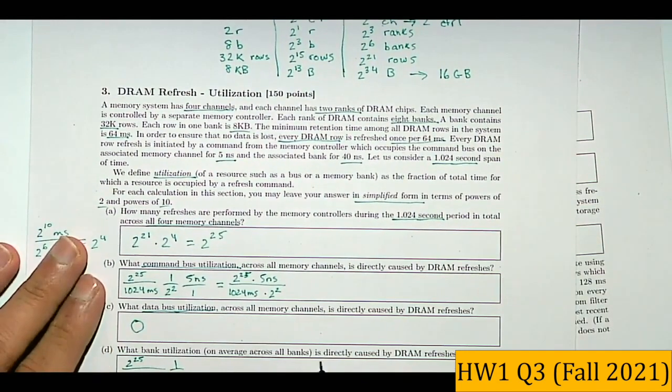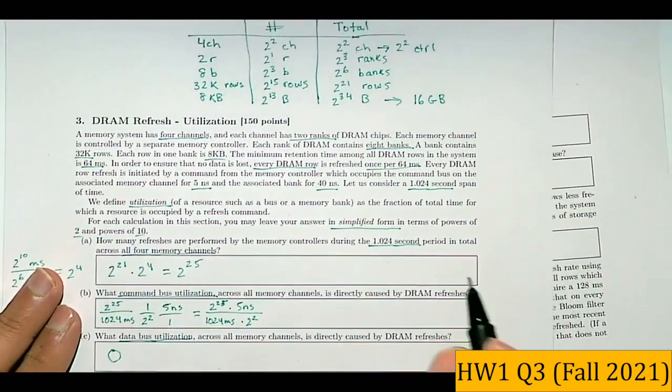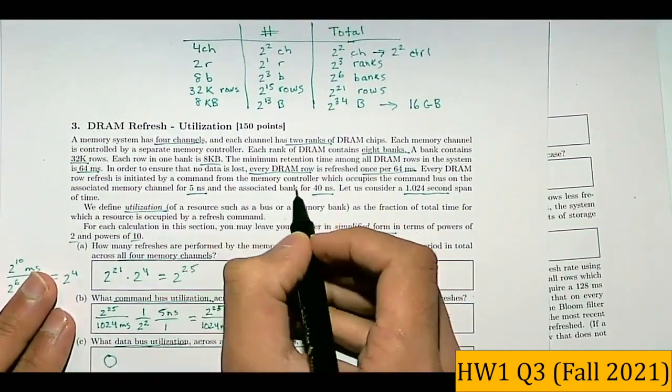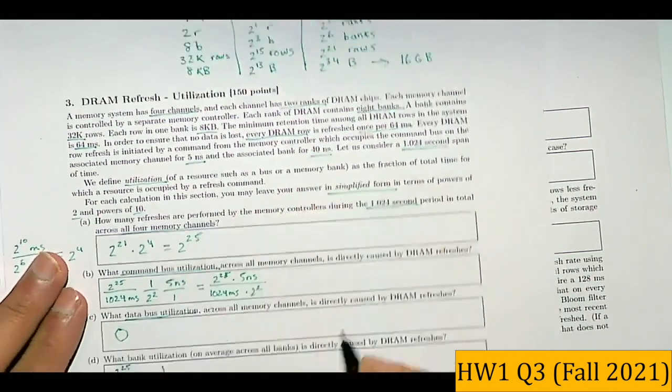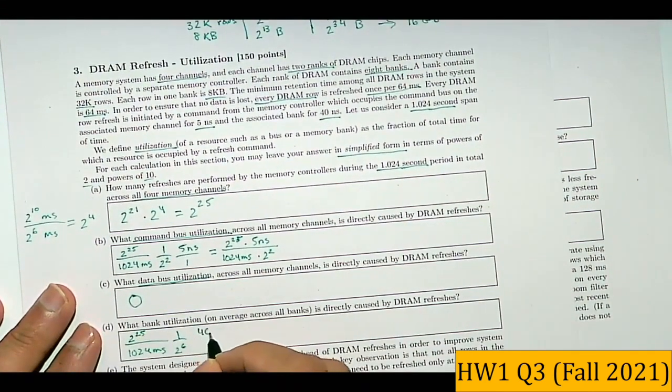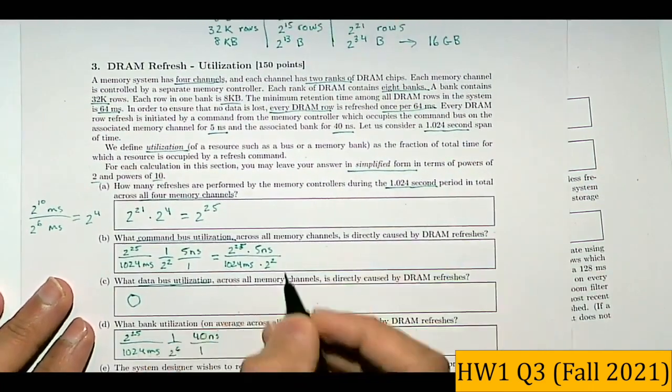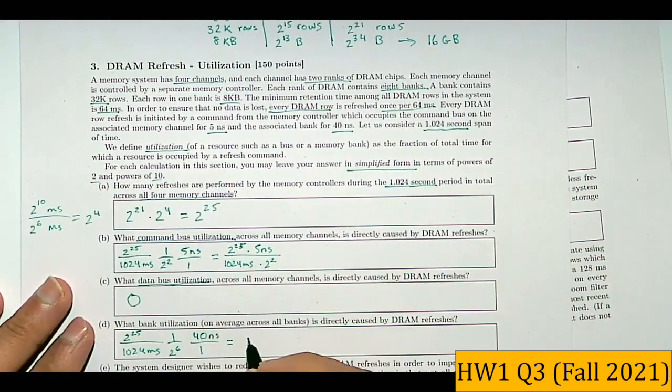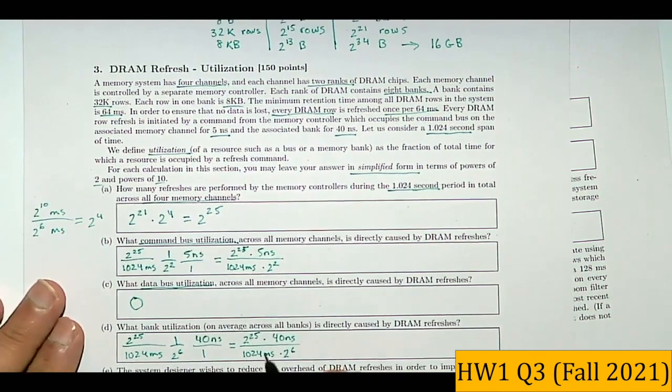And so in terms of the utilization, over here, the information told us that a bank is busy for 40 nanoseconds per refresh command. So here the scale factor was 5 nanoseconds. Over here, the scale factor will be 40 nanoseconds, right? So 40 nanoseconds per refresh. And so the computation is exactly analogous to that, just with different values, right? So here we have 2 to the 25 times 40 nanoseconds over 1024 milliseconds times 2 to the 6. Right? And so this is the utilization.